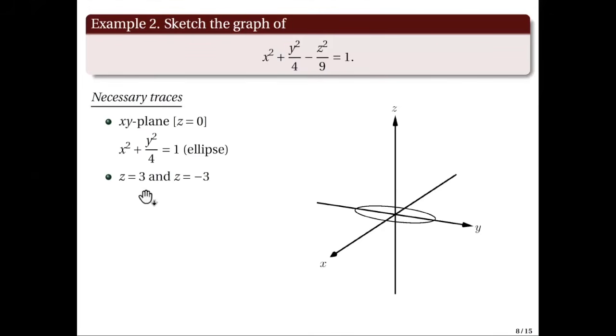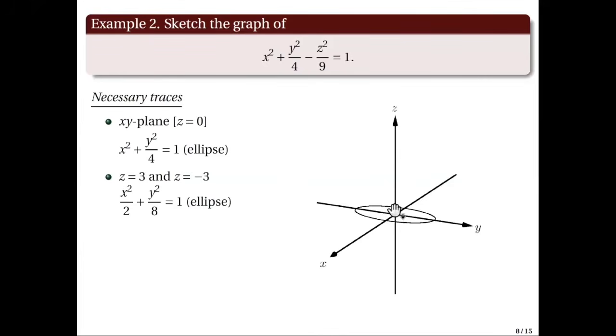Observe that if z is either 3 or negative 3, this will give you the same equation. So when you plug those values in place of z here, you can verify that the resulting equation in standard form is x squared over 2 plus y squared over 8 equal to 1. This represents an ellipse centered at the origin of each of these 2 planes.